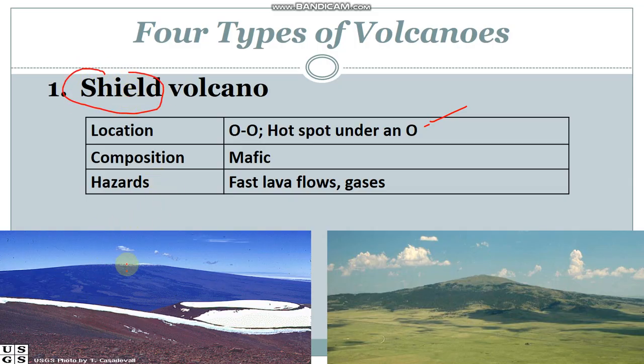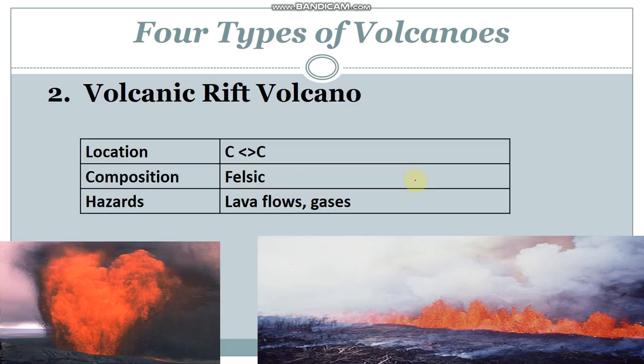So as this volcano is erupting really fast-paced hot lava, it takes a long time. It covers a lot of area before it solidifies and hardens. That's why it's really broad, but not very tall. Some hazards associated with shield volcanoes would be fast-flowing lava and gases coming out.